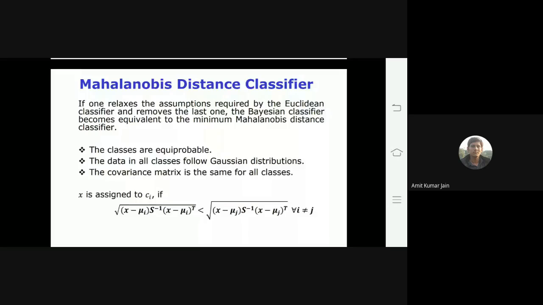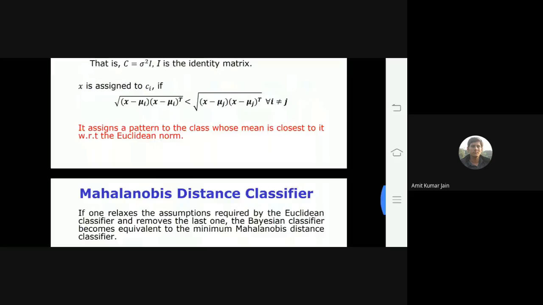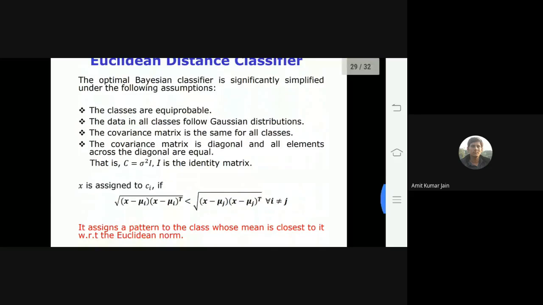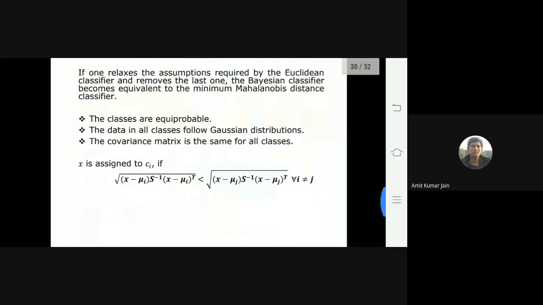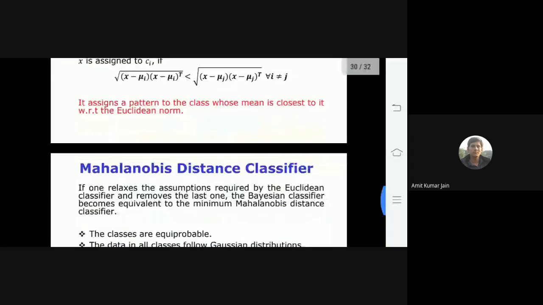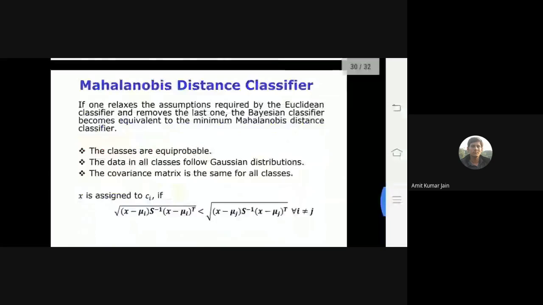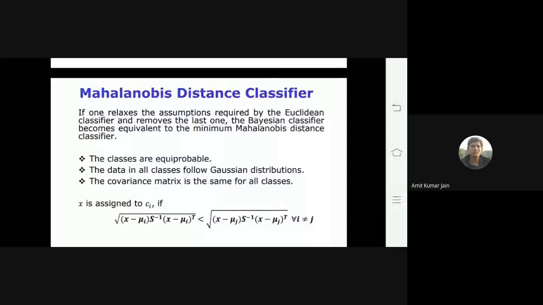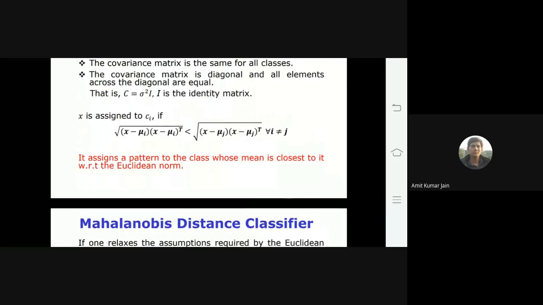Everything will be the same. The classes should be equiprobable. The data should follow Gaussian distribution. The covariance matrix should be the same for all the classes, but it should not be diagonal, so the last condition will not hold. If the last condition is not holding, then you can use the Mahalanobis distance based classifier in place of the Euclidean distance classifier. And how you will decide whether a particular unknown sample belongs to class 1 or class 2, you can see how different it is from the Euclidean distance based decision rule.